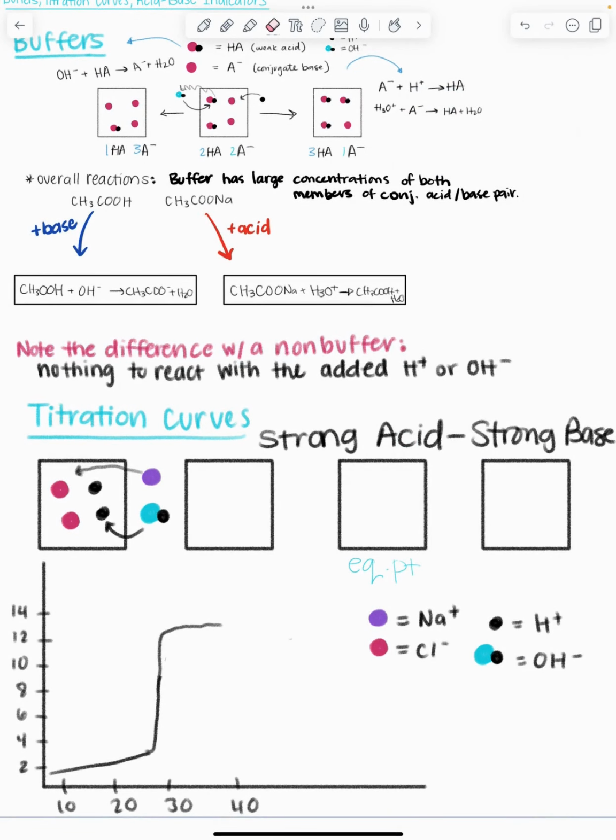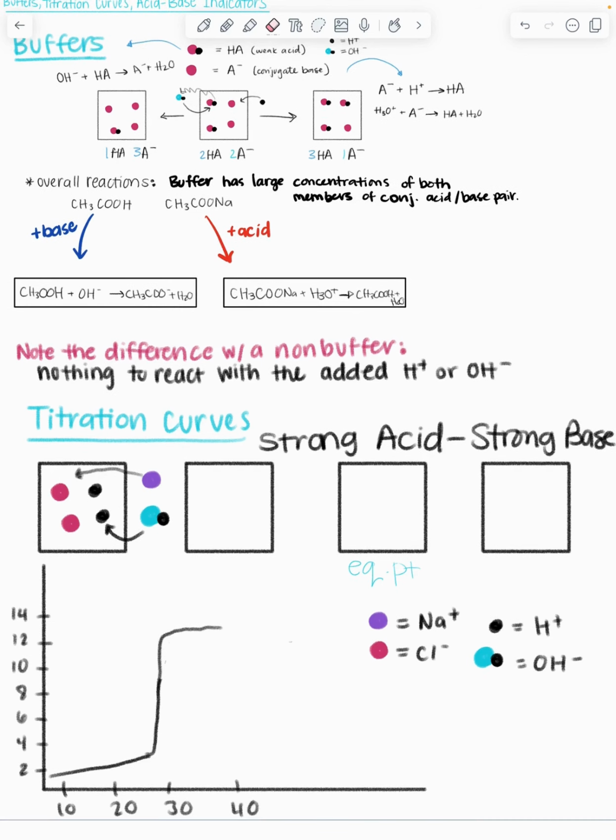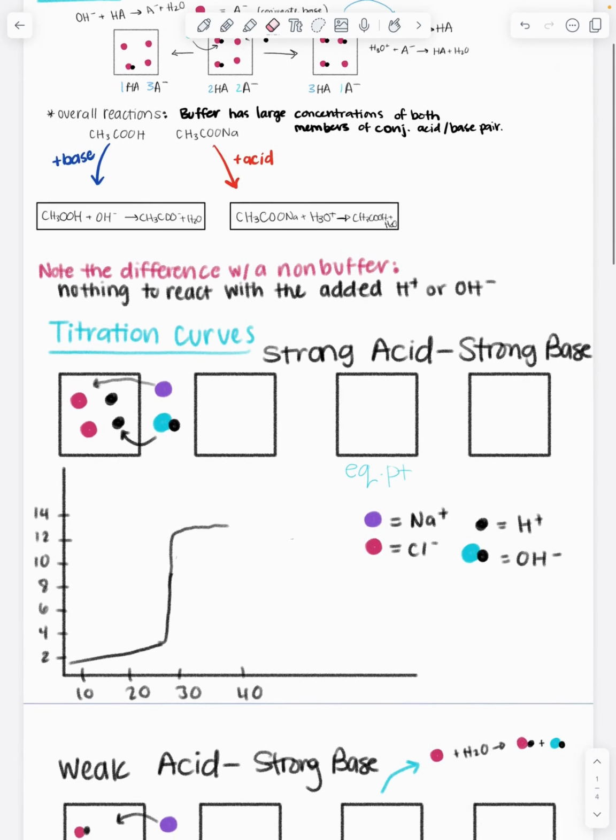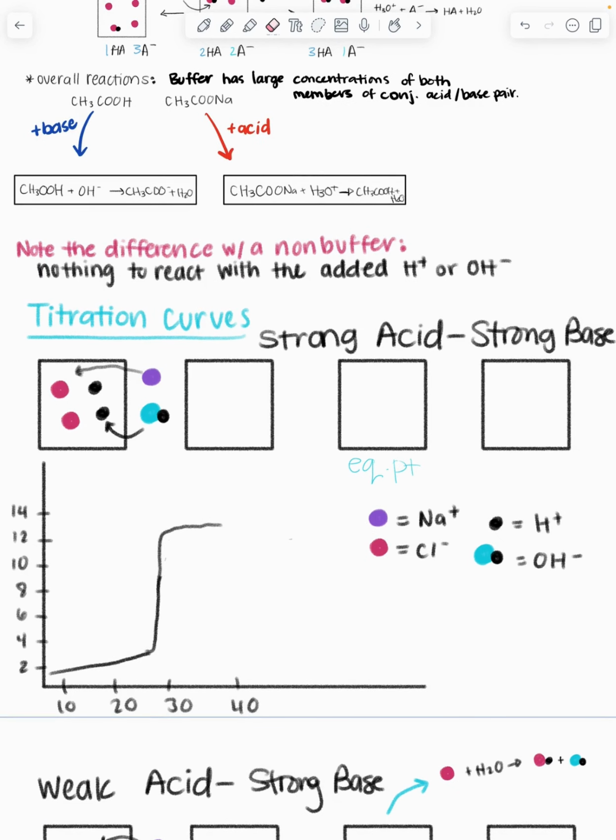Okay, so now we're going to look at titration curves with the knowledge that we know about buffers. So let's first look at a strong acid, strong base. This is not an example of a solution that can buffer the addition of the strong acid or strong base. So here I have my strong acid, HCl.